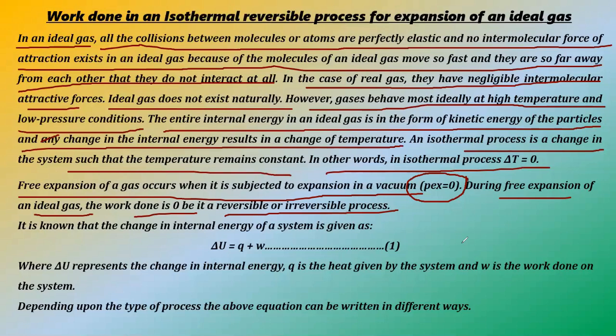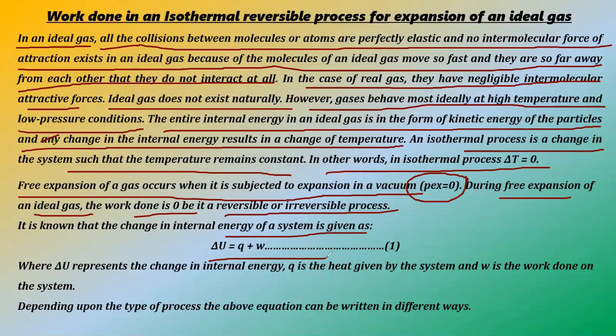Now, if P is 0, then the total work done will be 0. That's it, right? Now, it is known that the change in internal energy of a system is given by delta U equals Q plus W. Where is this coming from? Just tingle your brain a little bit, you will get the answer. Delta U equals Q plus W.